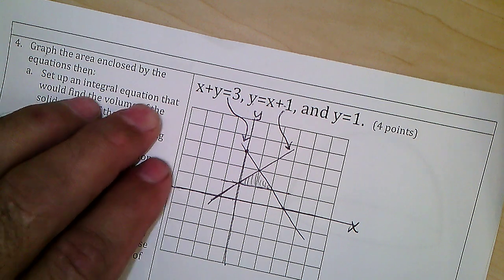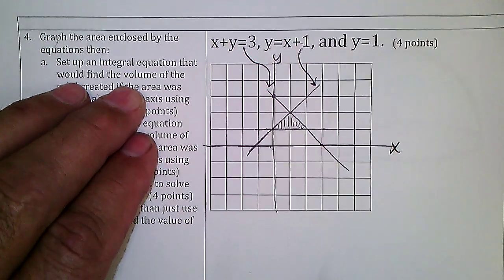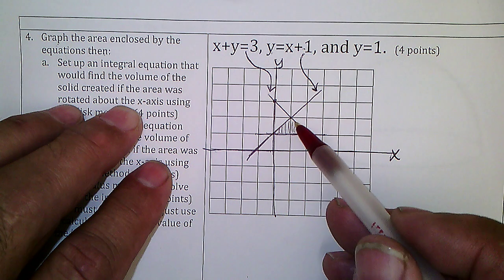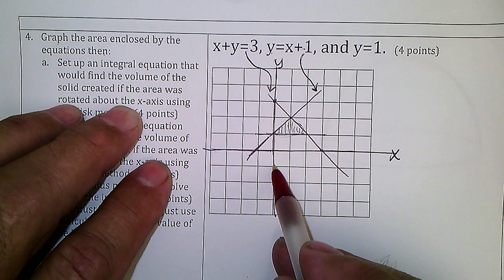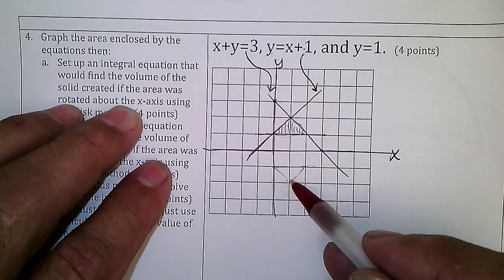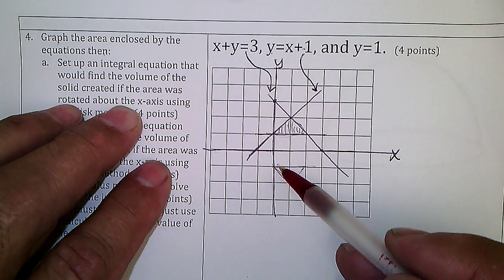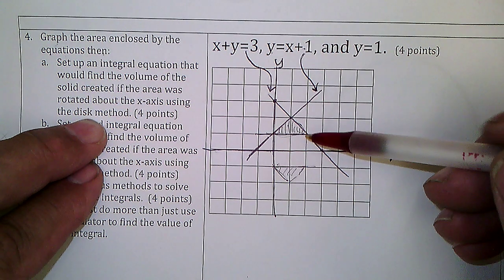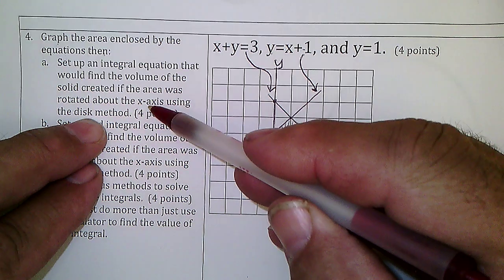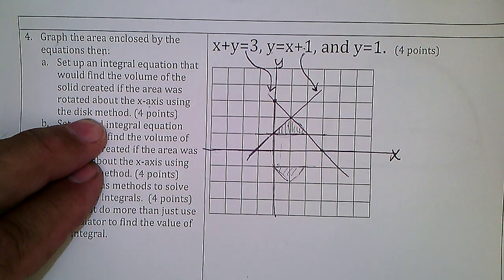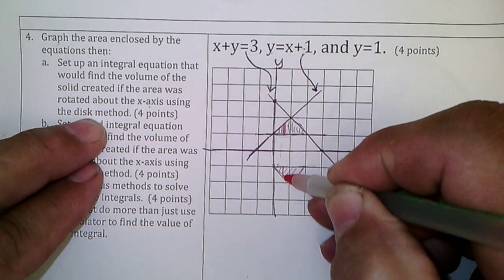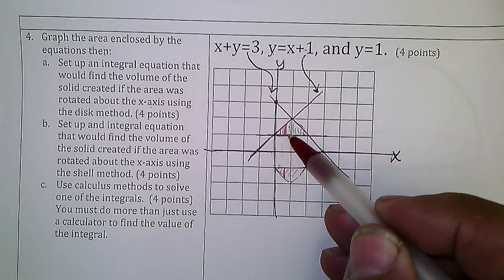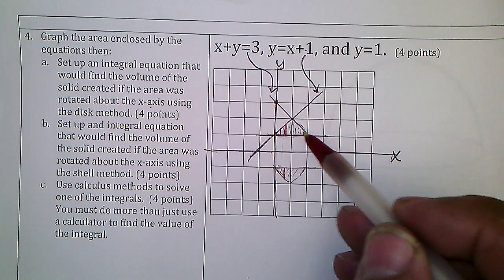Set up an integral equation that would find the volume of the solid if the area was rotated about the x-axis. So if I took this about the x-axis, the image would come about down through here. Using the disk method. Disk means we have to slice it perpendicular to the axis. So perpendicular is that way, so I'd have to slice it this way. So to do that, it's going to be the difference between these two up to here, and then the difference between these two for the rest of it.